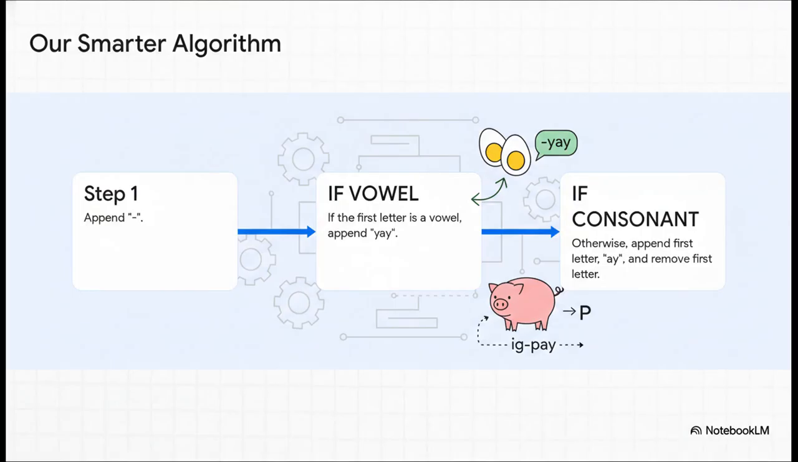So check out our upgraded algorithm. See that if otherwise logic we've added? That's the decision-making part. Now, if the word starts with a vowel, like eggs, it follows a totally new path and just adds yai to get eggjai. Perfect. Otherwise, for a word like pig, it just follows the original steps we already had. So cool, right? Our algorithm can now think for itself.